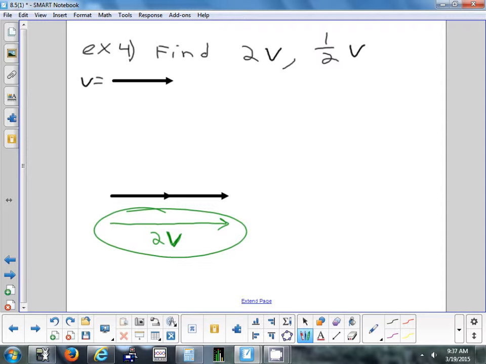Okay, 1/2 v. That's a little more difficult to do on the smartboard. There's no button I can press that's going to automatically take half of it. So if I was doing it on graph paper, I would measure the length of it, put a point at the midpoint between the initial and the terminal, and then draw my vector. So maybe something like that. Okay, so that's 1/2 v. Notice in both cases the direction didn't change because I didn't use a negative.